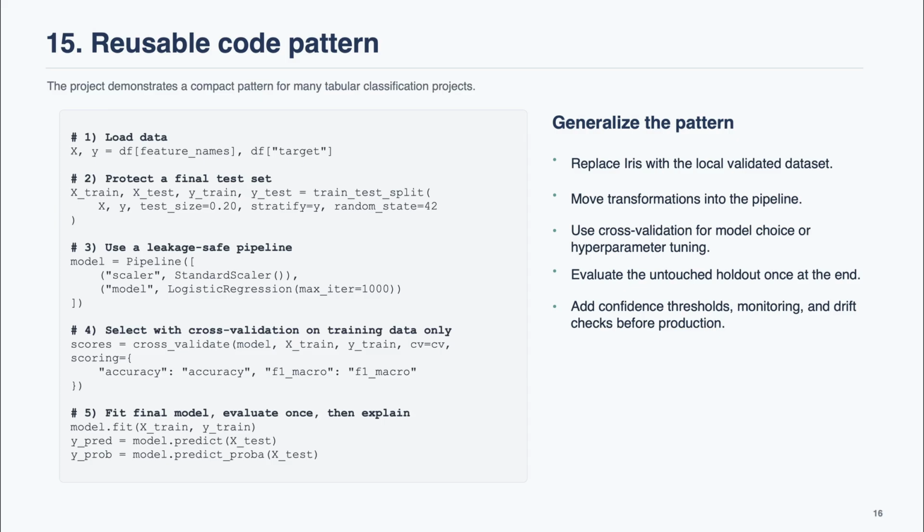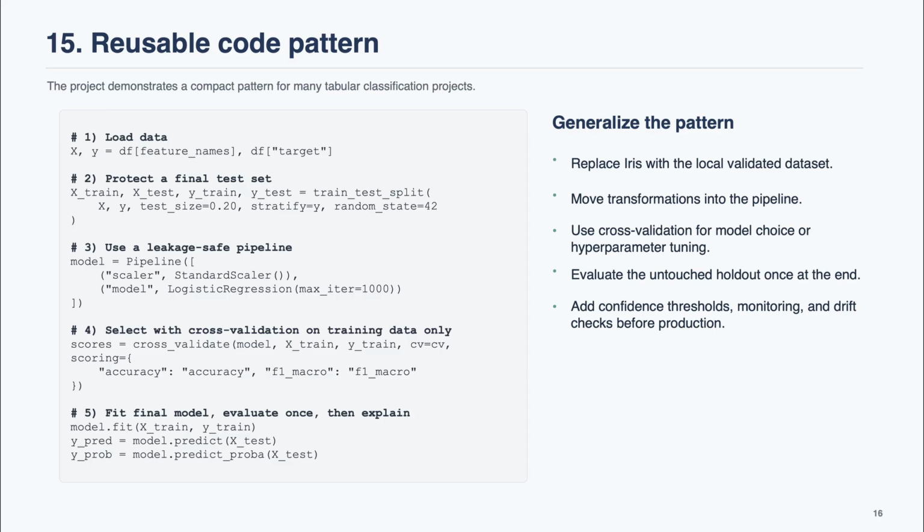Now we summarize the reusable machine learning code pattern from the project. First, load the data and separate predictors from the target. Second, protect a final test set using a stratified train test split. Third, build a leakage-safe pipeline. In this project, the pipeline includes standard scaling followed by logistic regression. Fourth, use cross-validation on the training set to compare models or tune hyperparameters. Fifth, fit the selected model on all training data, evaluate it once on the test set, and then interpret the results. This pattern is not limited to the IRIS dataset. The same structure can be reused in many tabular classification projects.